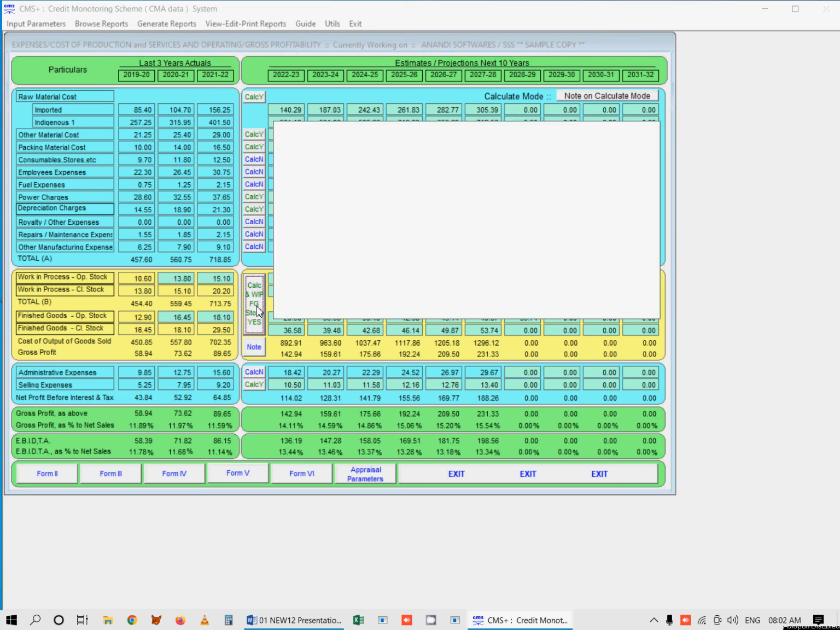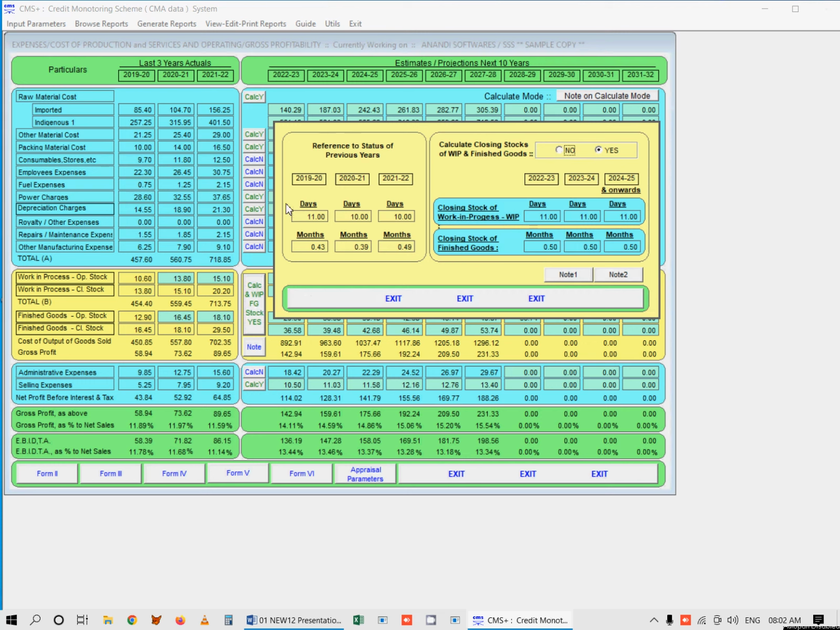As we get into the screen, we are made known of the holding structure of WIP and finished goods stocks as evidenced during the past 3 years. Taking a clue from here, just enter the holding period intended for WIP and finished goods stocks, and you have the flexibility of adopting varying holding structure for first year of projection, that is current year, second year, that is next year, and third year as following year onwards.